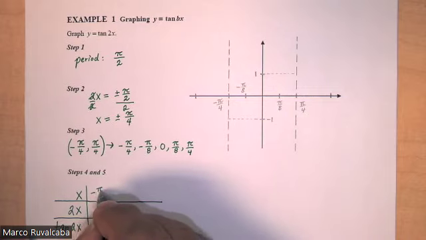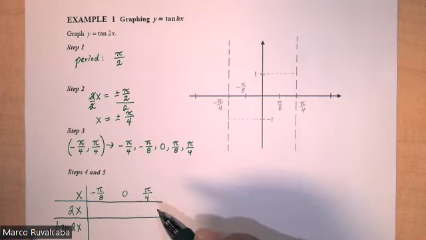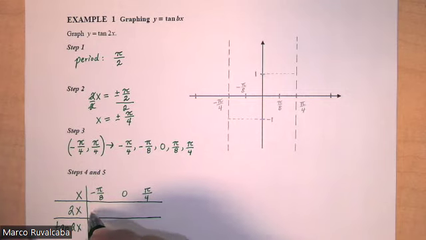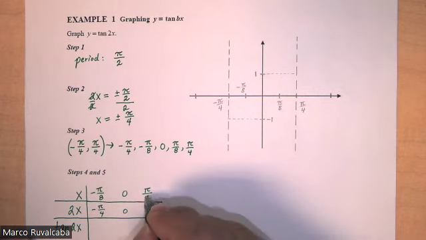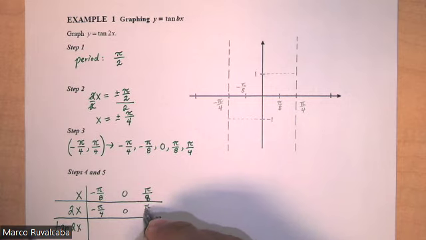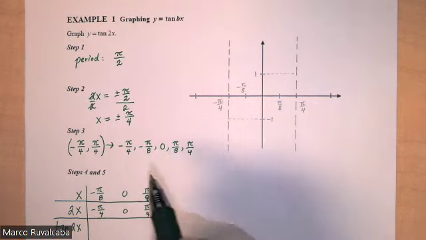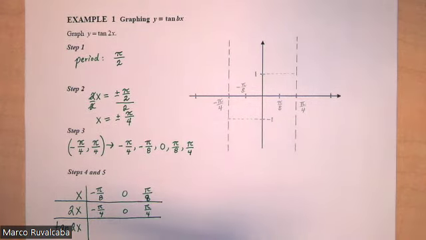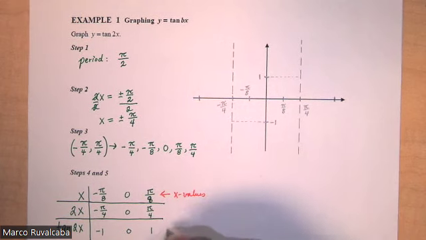So negative pi over 8, and then 0, and then pi over 8. If you multiply that by 2, that'll give you negative pi fourths, 0, and then this will be positive pi fourths. And then those values are the ones from the previous sheet where I gave you the values of negative 1, 0, and 1. So these right here are your x values that you're going to plot, and these down here are the y values.